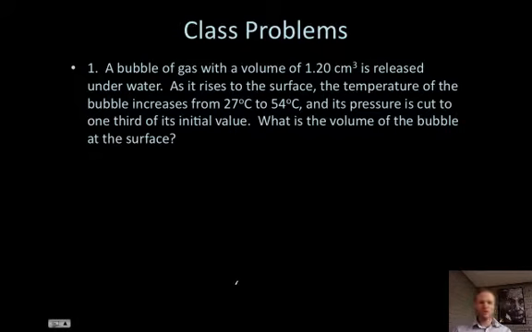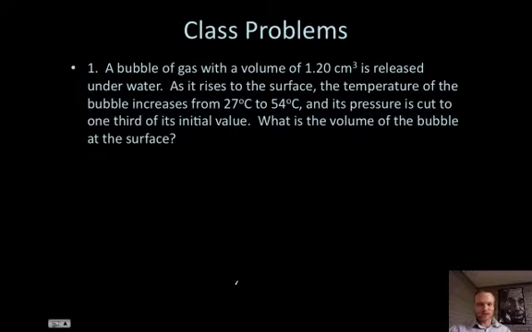Problem 1 says a bubble with a volume of 1.2 centimeters cubed is released underwater. As it rises to the surface, the temperature of the bubble increases from 27 degrees Celsius to 54 degrees Celsius, and its pressure is cut to 1/3 of its initial value. What is the volume of the bubble at the surface?